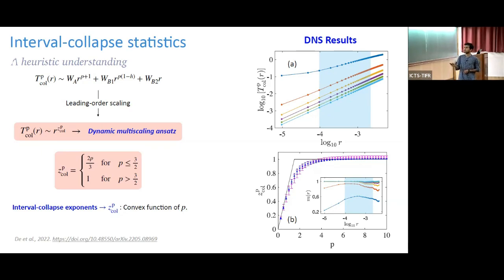So these are the weights WA, WB, and WB2, which are independent of R, and these are the R dependent contributions. And in the limit of R much less than 1, the leading order scaling has this kind of form, where Zp are the dynamic scaling exponents. So theoretically, we observe that this exponent is 2p by 3 for p less than or equal to 3 by 2, and this is equal to 1 for all values of p greater than 3 by 2. And this is the curve which we draw over here.